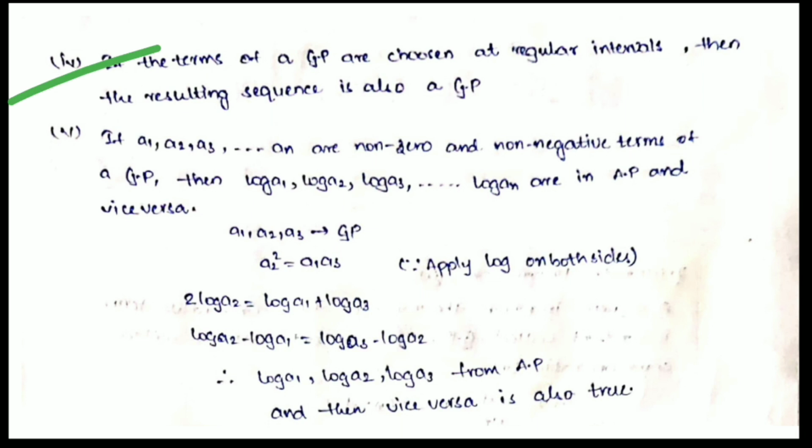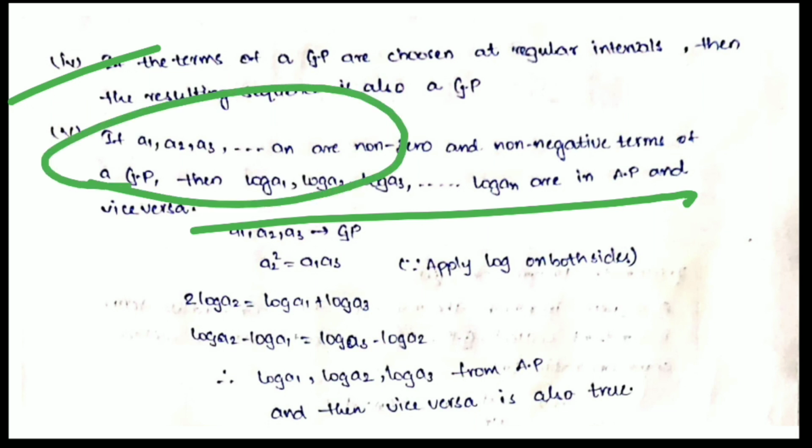If A1, A2, A3, and so on, An are non-zero and non-negative terms of a GP, that is, non-zero means it is not equal to 0, and non-negative means only positive terms, since 0 is neither positive nor negative, then log A1, log A2, log A3, and so on, log An are in AP and vice versa. That is, when these are in AP, this becomes GP.